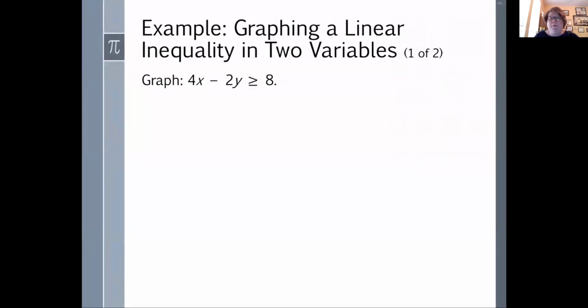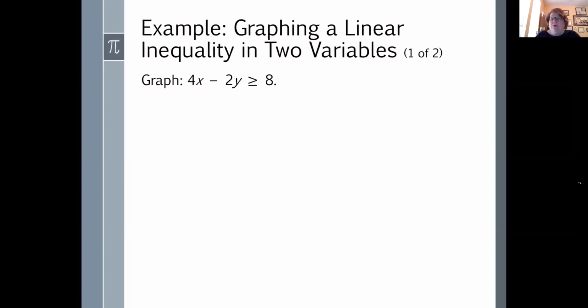All right, here's our example. Let's graph this linear inequality. We have 4x minus 2y is greater than or equal to 8. Now you can graph the line one of two ways. You can graph it using the intercepts, which is what I'm going to do, or you could solve this equation, because we're going to replace the inequality with the equals. You could solve the equation for y and use the slope and the y-intercept. Let me demonstrate those two methods.